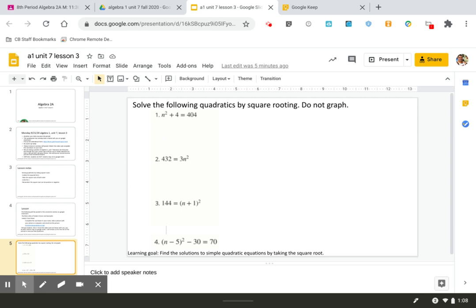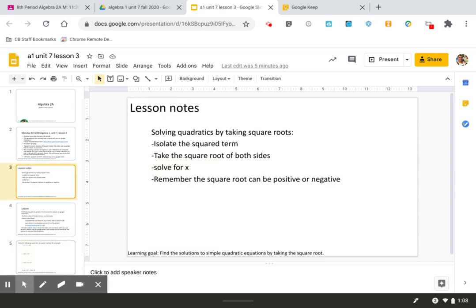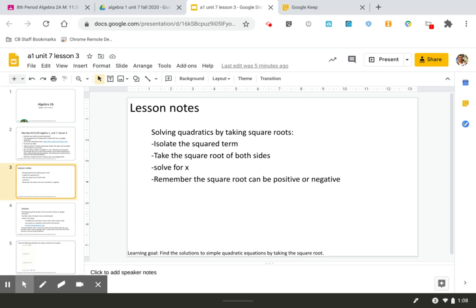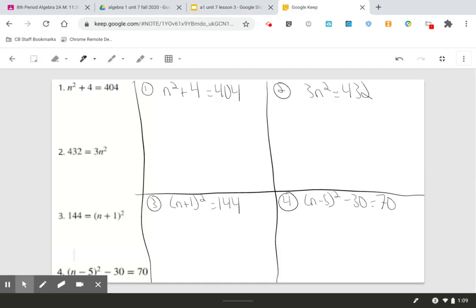Really quick lesson today. So solve the following quadratics by square rooting and do not graph. So the first one we have is n squared plus 4 equals 404. Okay, so the first thing we want to do is isolate the squared term, meaning we want to get, in this case, the n squared by itself. So how am I going to get that by itself? I have to get rid of the plus 4 here.